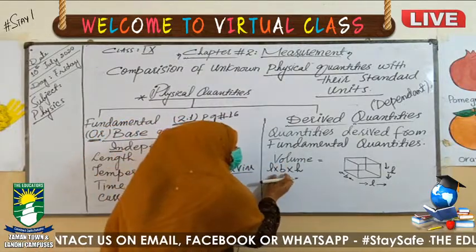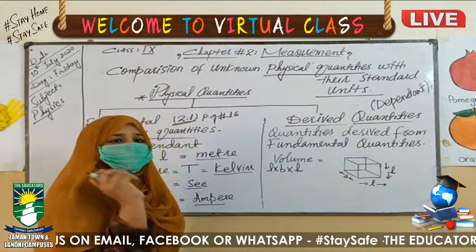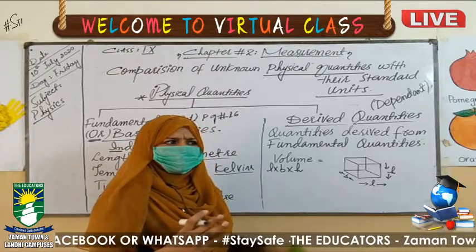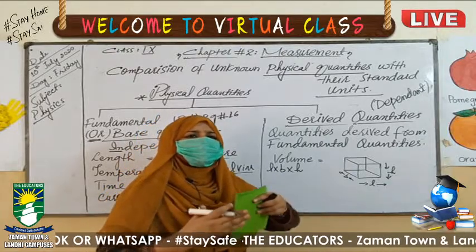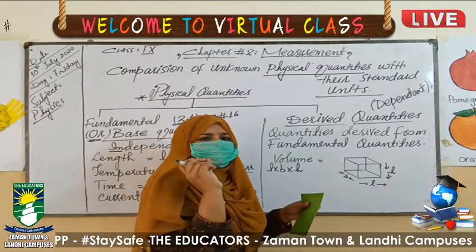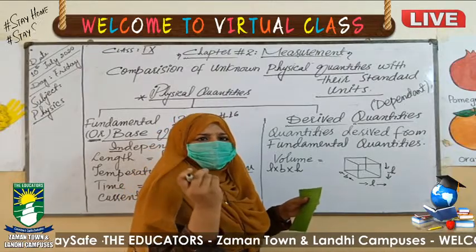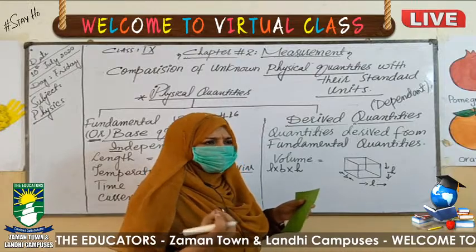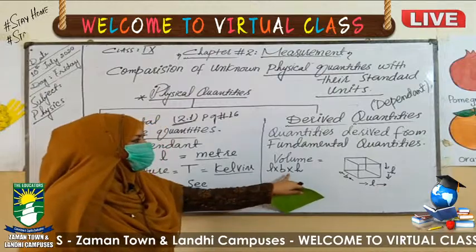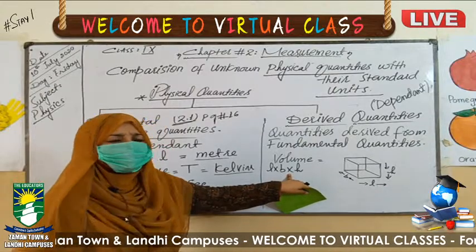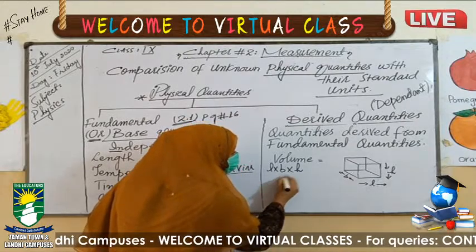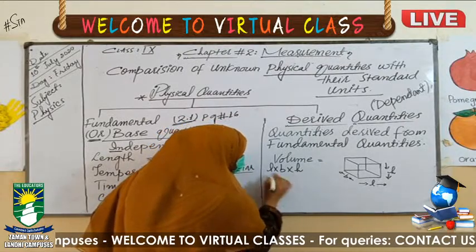All of these, length, breadth and height, will be measured in meters, kilometers or centimeters, depending on the size. If the box is very large, it can be measured in meters. If it is very small, it can be measured in centimeters, depending on the box. Suppose they are measured in meters. At that time the unit of the volume will be based on the meter.